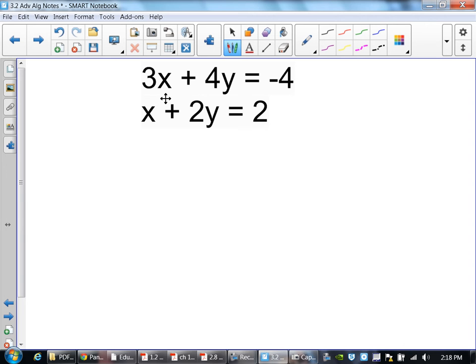And the reason I'm using substitution is that I can just go x is 2 minus 2y. One step, I get a variable already alone by itself. I can now take this value of x and just substitute into here. And then I have one equation with one variable.